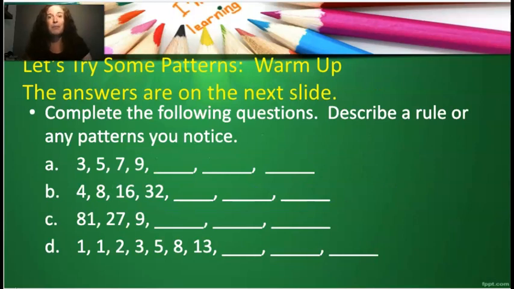So now we're going to move on to patterns. So let's look at some patterns. You know a lot of these already. So it says, complete the following questions, describe a rule or any pattern you notice. So 3, 5, 7, 9, we want to fill in the next 3 blanks and then write a rule for it. So pause that video, write down your notes, and make sure you write the answers and then the rule. And then when you're ready, click to the next section because it will have the answers.